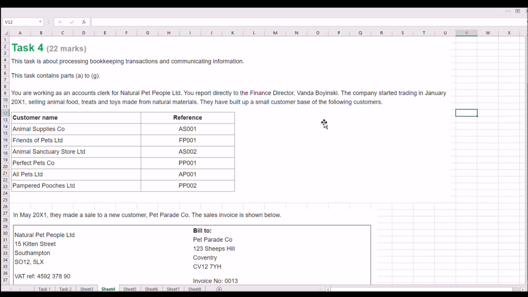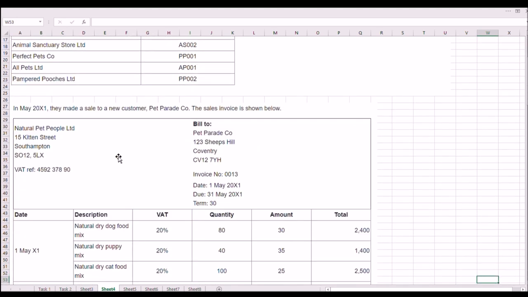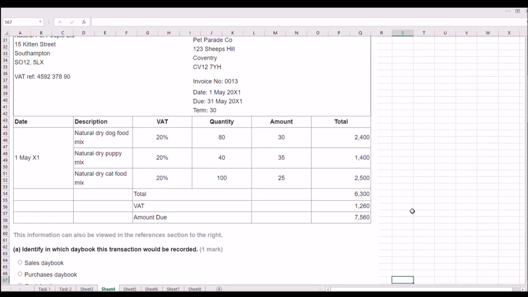So let's crack on. We're working as an accounts clerk for Natural Pet People, and we've got a company that started trading in January. So we're selling animal food, and we've got a small customer base. Okay, we've got a sale. So here's an invoice, and as we go through the invoice, we can see that we've got a term here, 30 days. So we're going to be on credit, and if we're on credit, we're going to go through the sales day book.